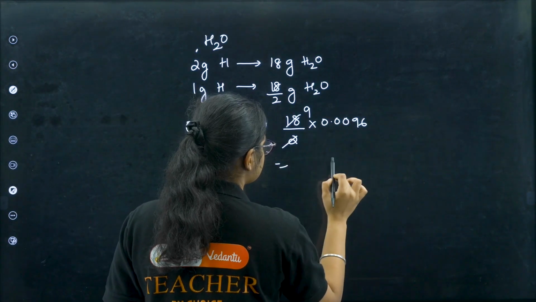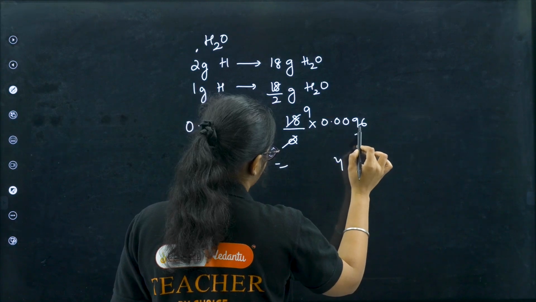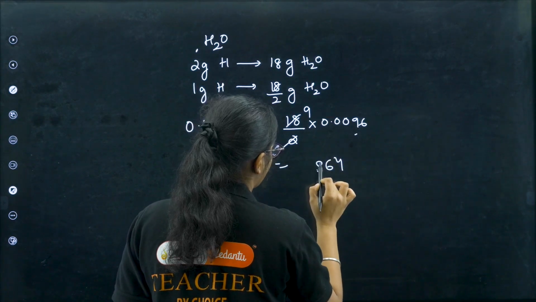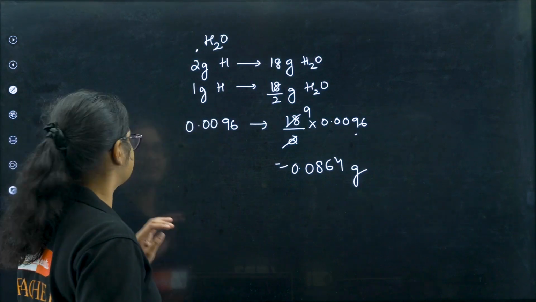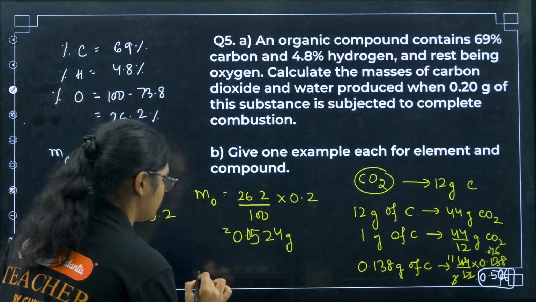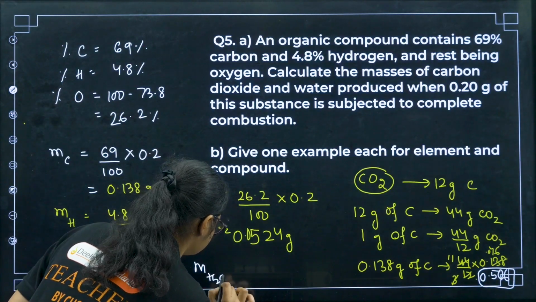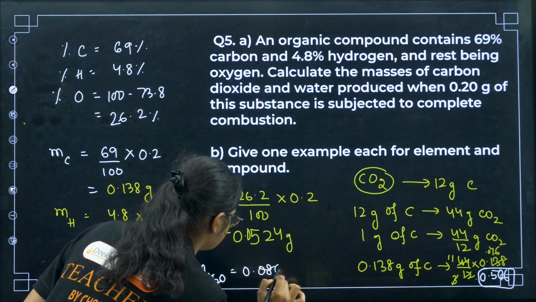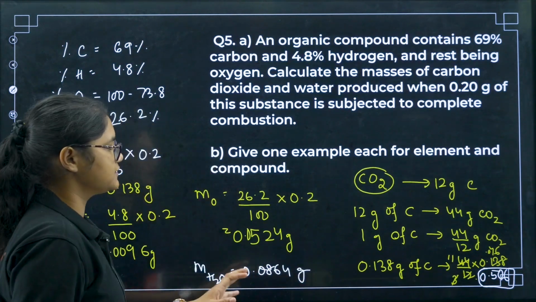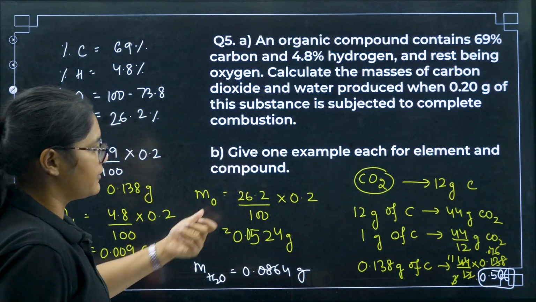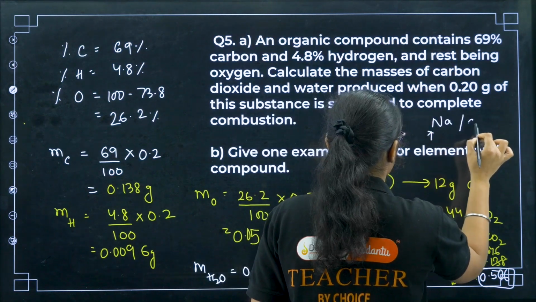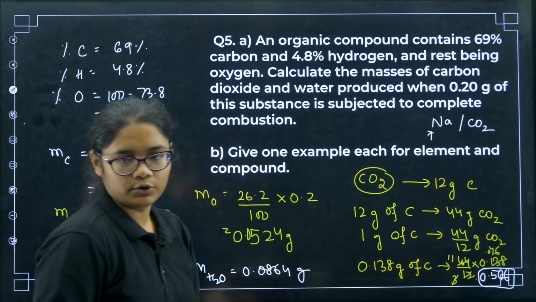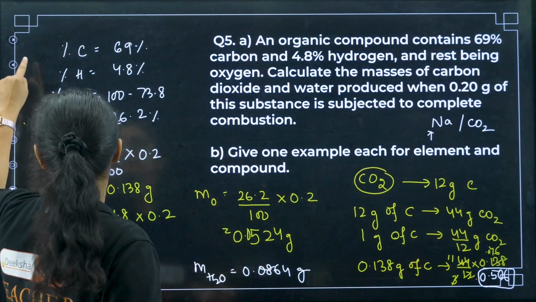Okay. 9 6s are 54, 9 9s are 81, 81 plus 5 is 86, so 0.0864 gram. So what is the mass of water that is produced? 0.0864 grams. So this is the answer. Next, give an example of element and compound. So for element you can write sodium, and for compound you can write CO2. Okay, H2O, CO2, anything. Fine.